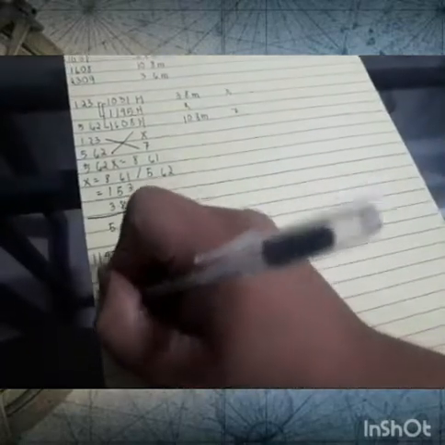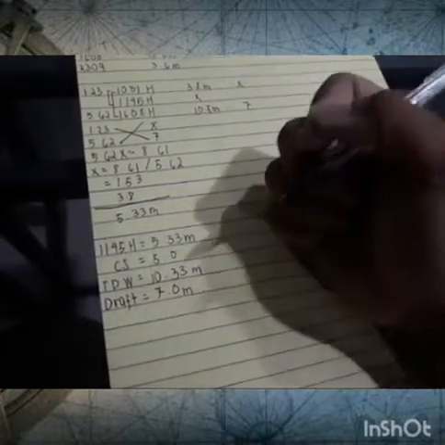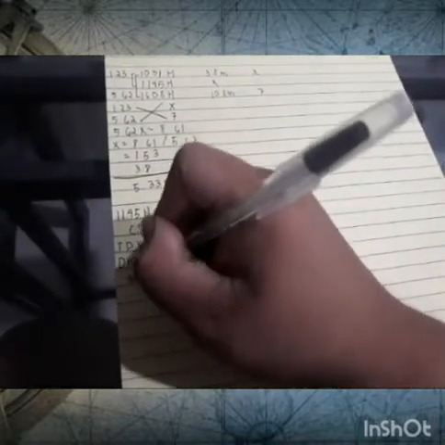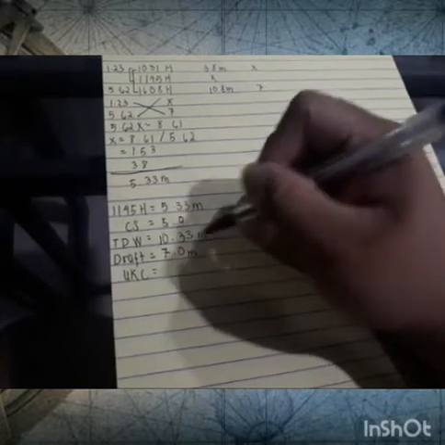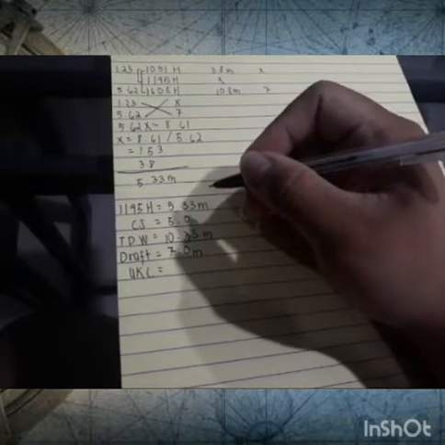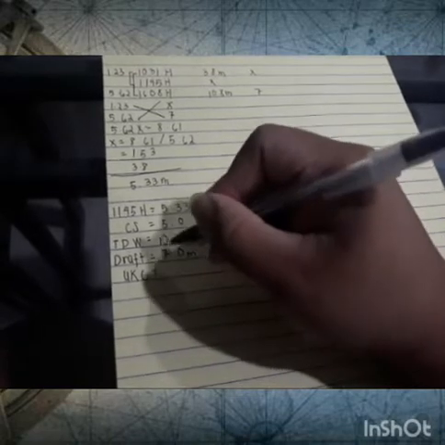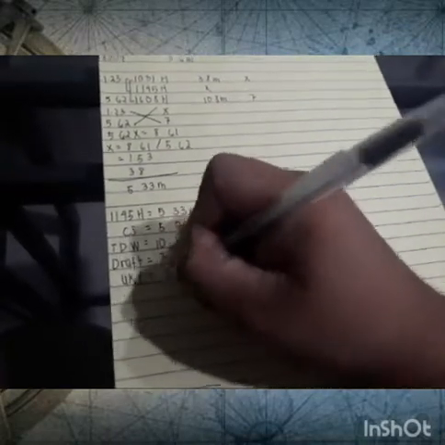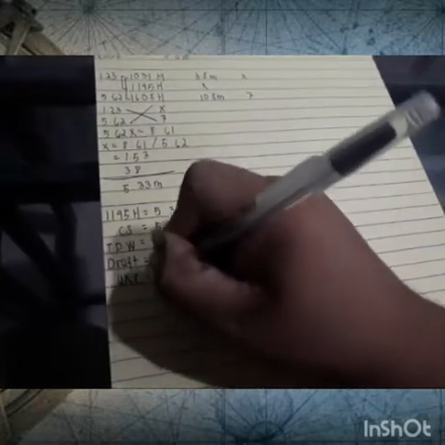So here comes the draft. The draft is also given in the problem. The draft is 7.0 m. So lastly, to get the UKC, we're gonna minus the draft from the TDW. So if we minus those two, we can now get our final answer, the UKC. 10.33 minus 7 is going to be 3.33 m. So that is the UKC.